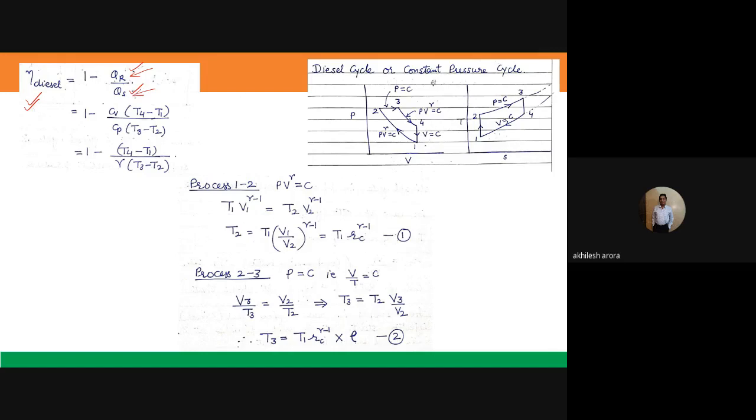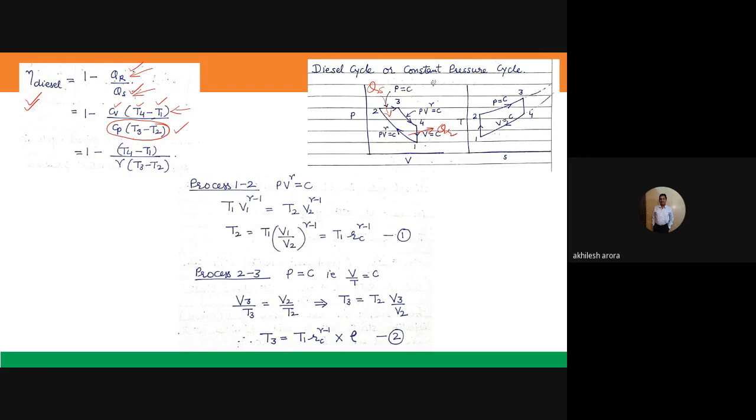So now let us write the expression for the heat rejected. Heat is rejected during the process 4 to 1. So this is the value of QR. So QR will be given by CV into T4 minus T1. We derived this expression in case of Otto cycle also. So this is the value of the heat rejected. And then here in the denominator, we can write the value of heat supplied. And now in this case, the heat is supplied at constant pressure. It is QS, and it is at constant pressure. So the value will be equal to Cp into T3 minus T2.